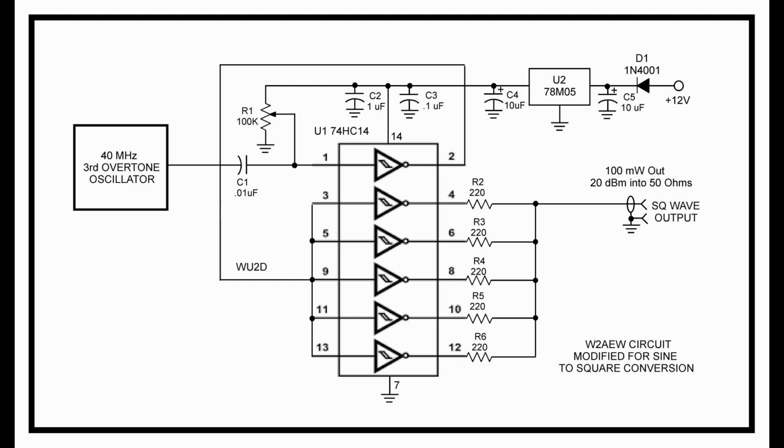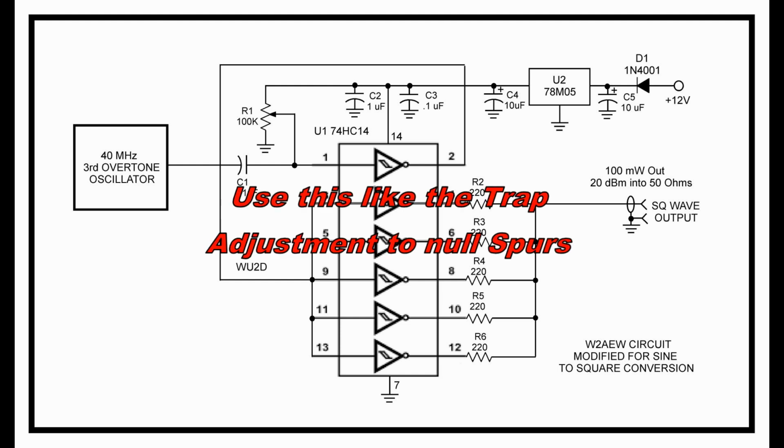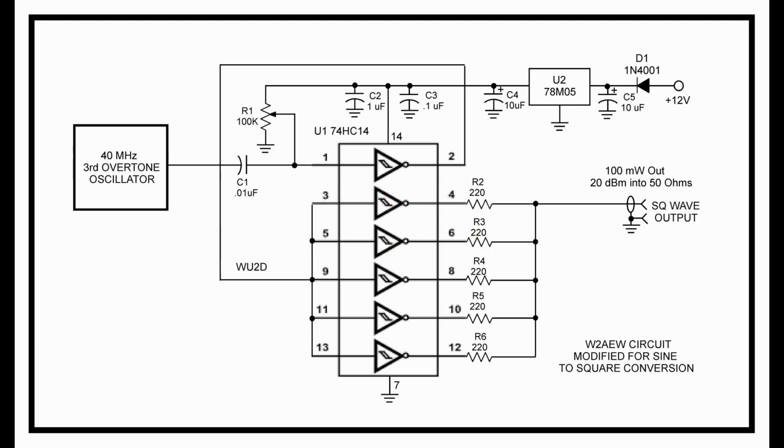R1, the 100K potentiometer, allows me to control the bias on the Schmitt trigger so that we get a good 50% duty cycle, and that allows you to adjust that duty cycle. Unless we have just about perfect duty cycle, that can also perturb the mixer and you get more spurs and so on.